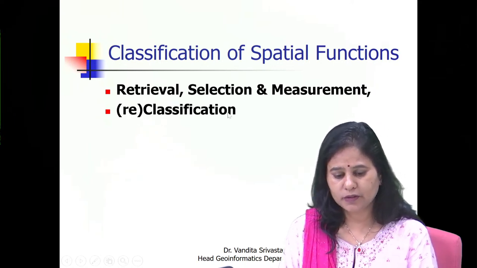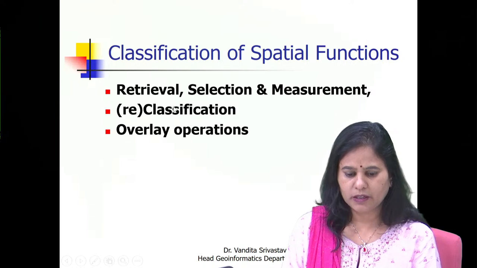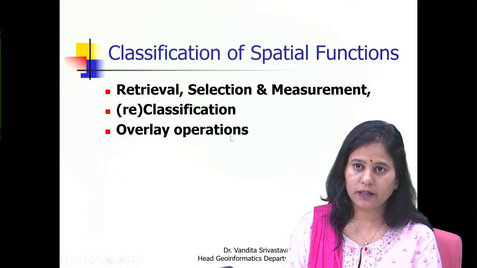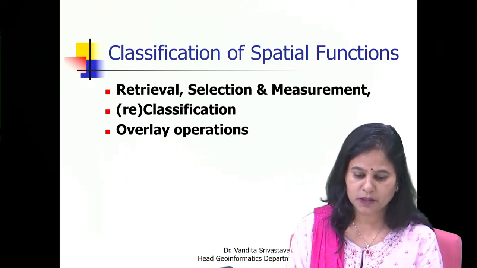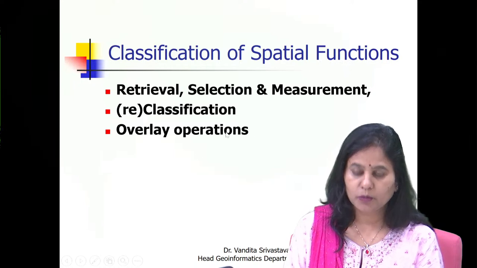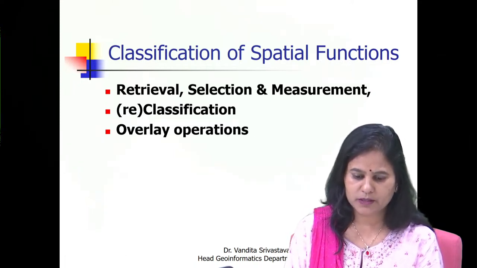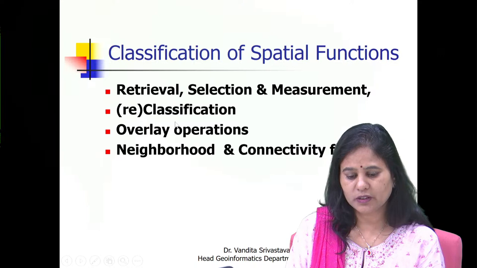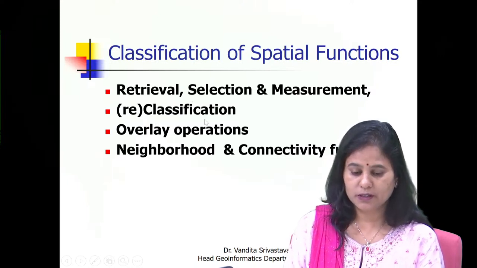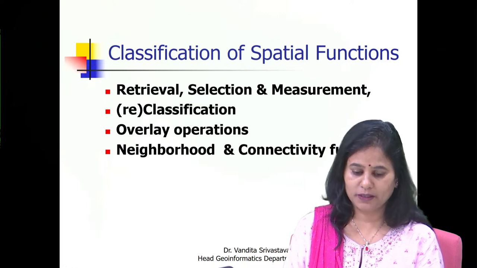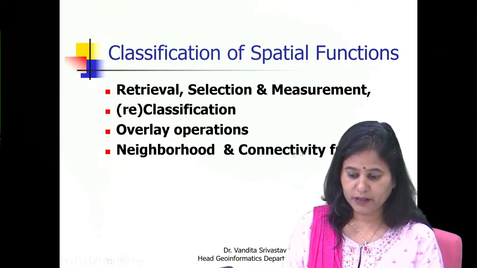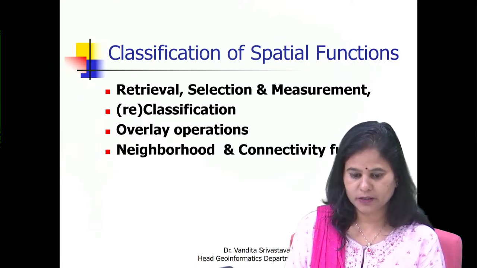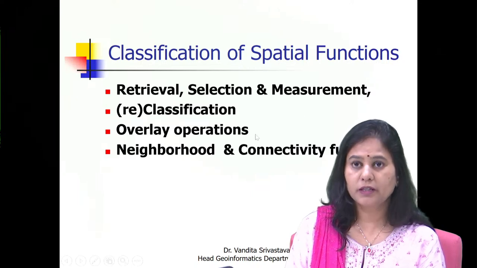But then there is also reclassification. In reclassification, sometimes some merging may be required. In overlay operations, intersections take place, new topology is built. So overlay operations are a little more advanced, you can say a second step, than these retrieval, selection, measurement operations. And these first 3 sets of operations do not consider the neighborhoods, but this last category, neighborhood and connectivity functions, also considers the neighborhood of a feature or its surroundings. So we'll talk about these a little later.